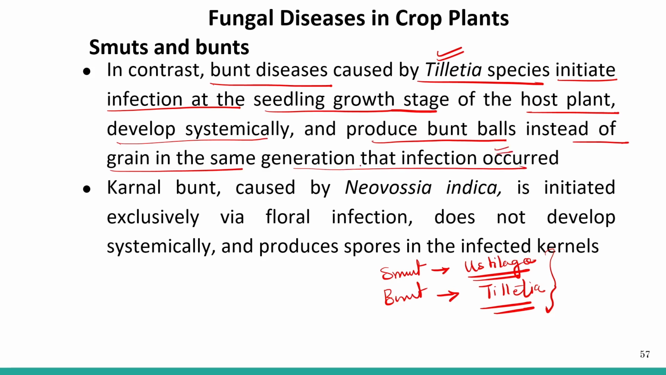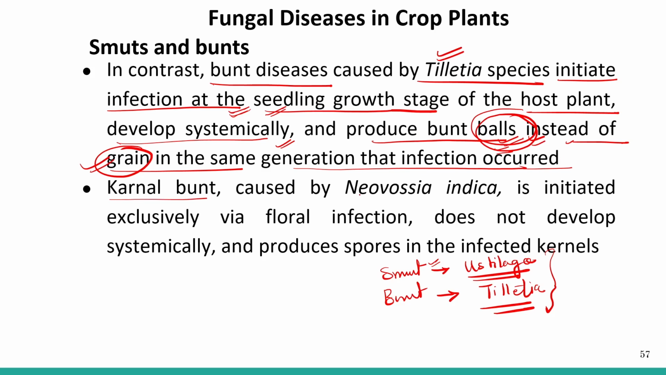Okay, so they are infected in seeds, right? These fungal spores or the fungal hyphae are present in the seed, and they are present in the seedling growth stage of the host plant. So they develop systemically and produce bunt balls instead of grain. So instead of grain, you will get bunt balls, right? As we have seen in the case of smut, they have spore masses. Here they will have bunt balls in the same generation that infection occurred.